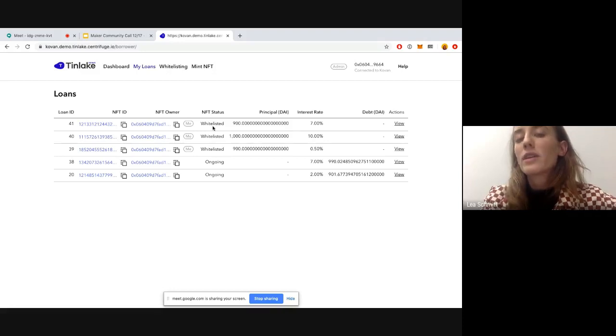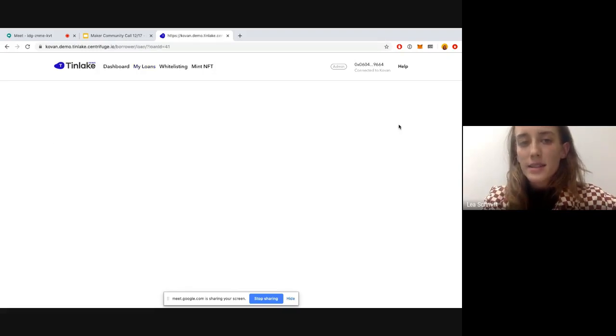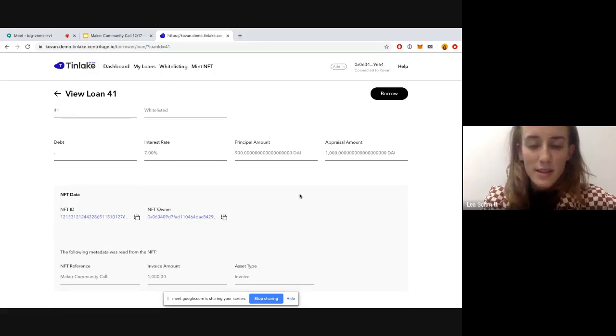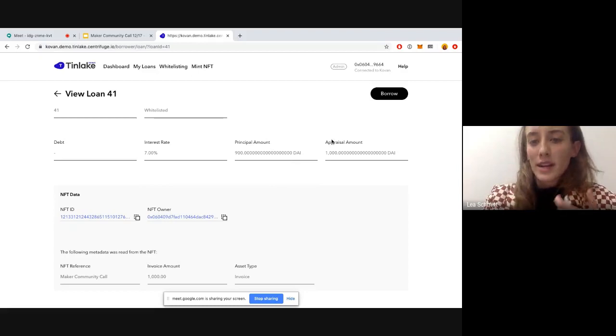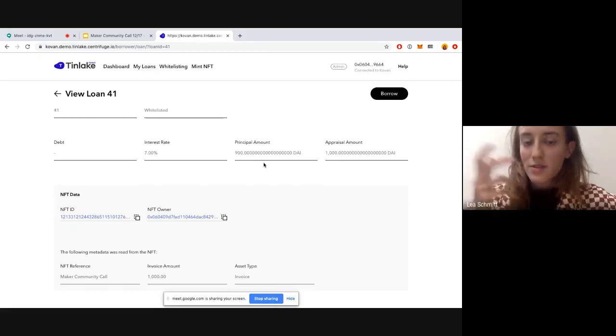I can only use that NFT to borrow against when it is whitelisted. So I can take a look at this really simple NFT that I created for demo purposes here, for the community call. The invoice amount is $1,000, and I got a risk assessment. These are the parameters that I received. The appraisal amount is valued at 1,000, and I'm allowed to borrow 900 DAI. This was the collateralization ratio that was set.